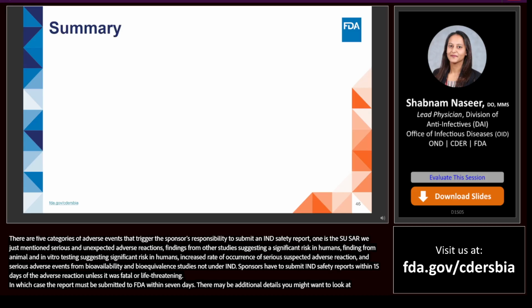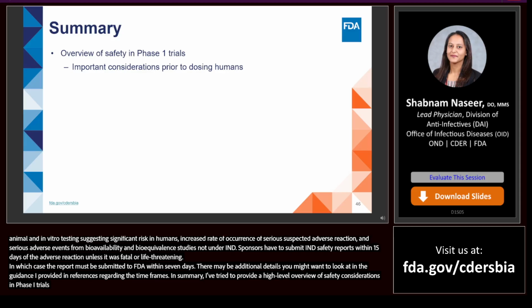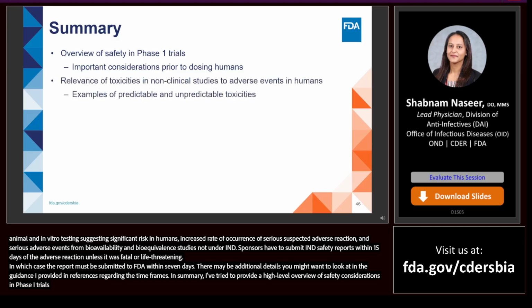So in summary, I've tried to provide a high-level overview of safety considerations in phase 1 trials, important questions to ask yourself before you decide to dose humans as you translate the information from non-clinical studies to either healthy volunteers or patients. What's the relevance of toxicities seen in the non-clinical studies, and how they translate to adverse events in humans.